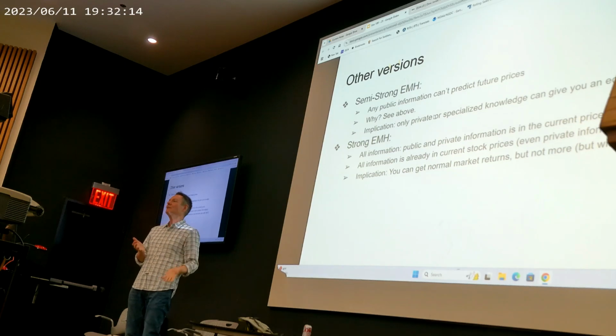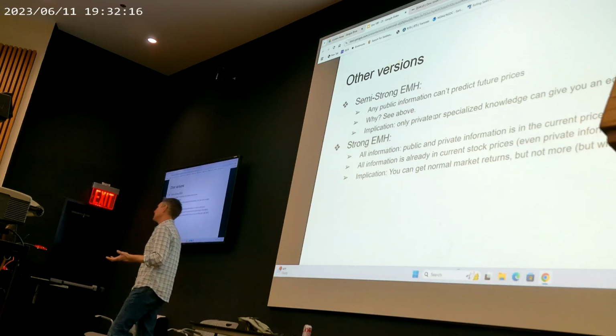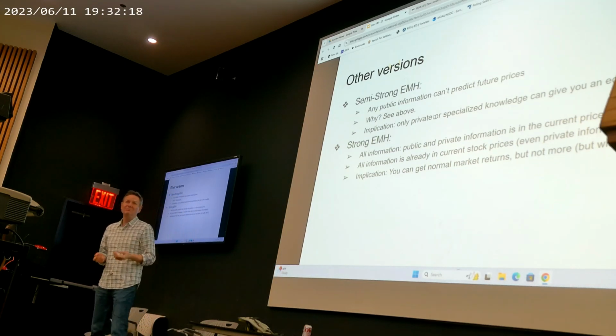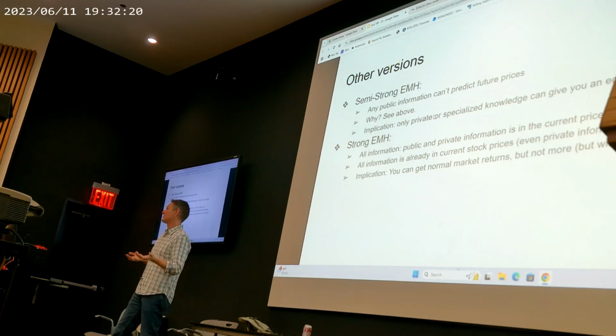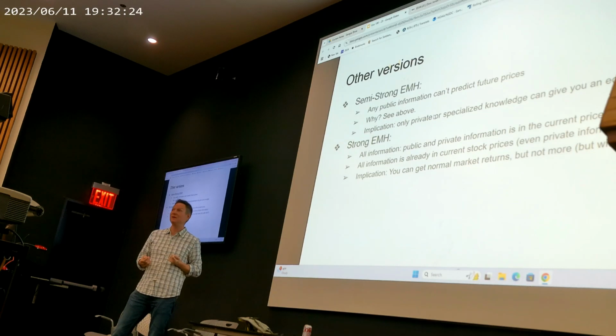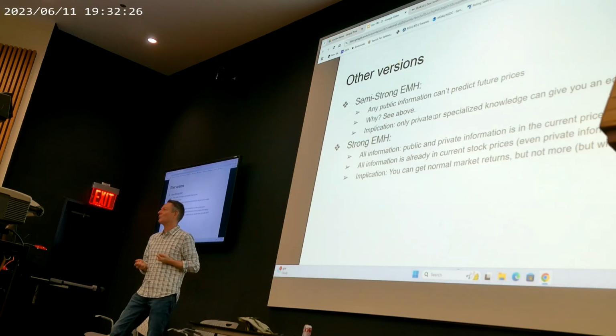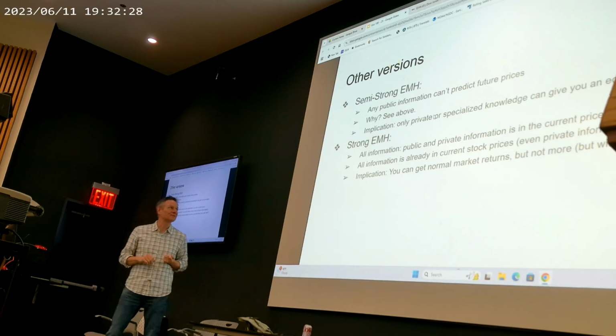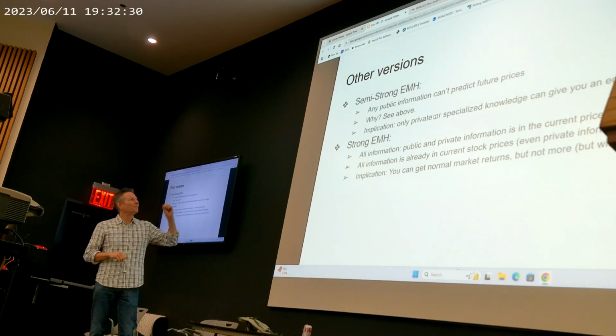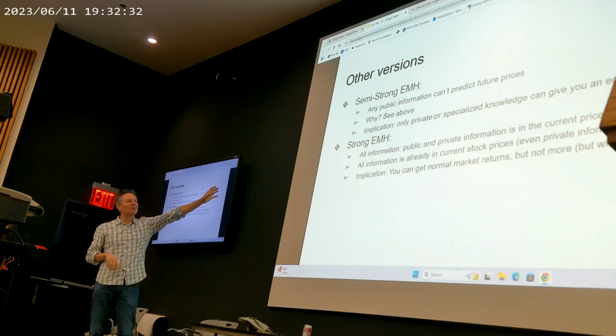You might say, well, how do day traders make money? I might say it's kind of gambling, and they take risks. Whenever you can get higher rates of return in a market, you have to take on a corresponding cost, and that's usually bearing risk. So only private or specialized knowledge can give you an edge.